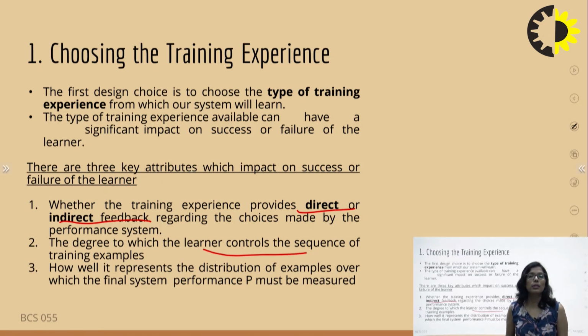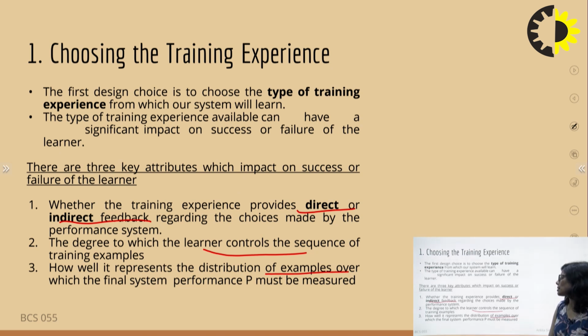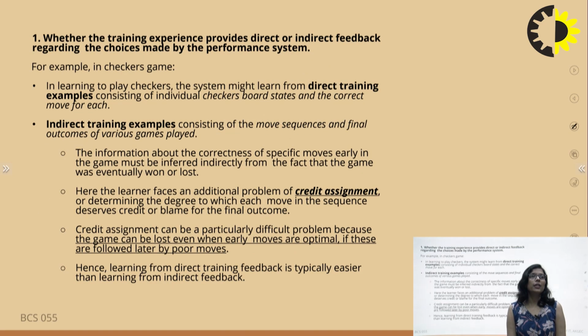So we have given some training examples, and in what order the learner should be able to learn this, and then third, how we are able to represent the distribution of examples over which the final system performance must be measured. Now with these 3 points, I will be explaining them one by one. The first is whether the training experience provides direct or indirect feedback. For explaining this, we will take an example of the checkers game, right?